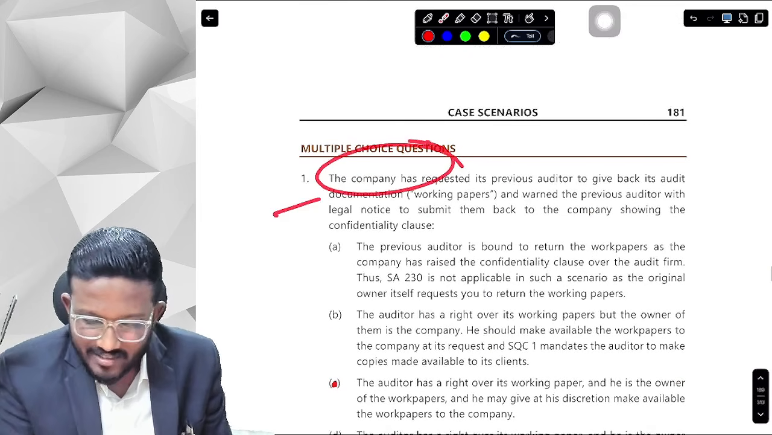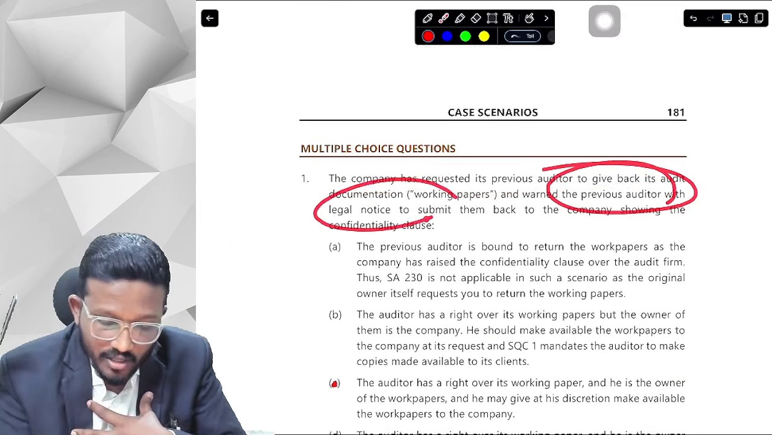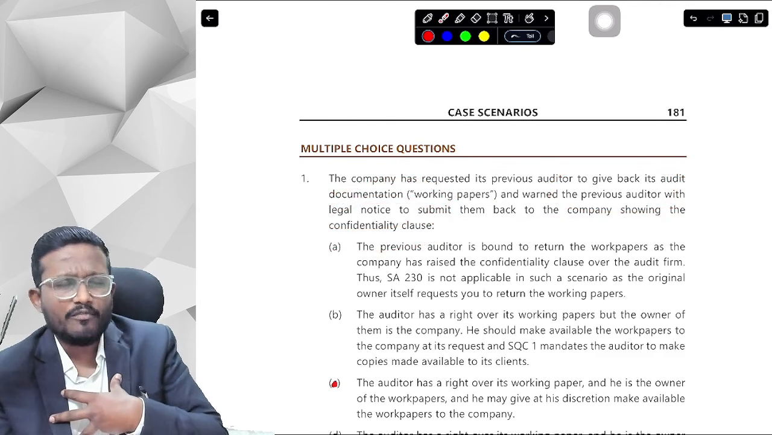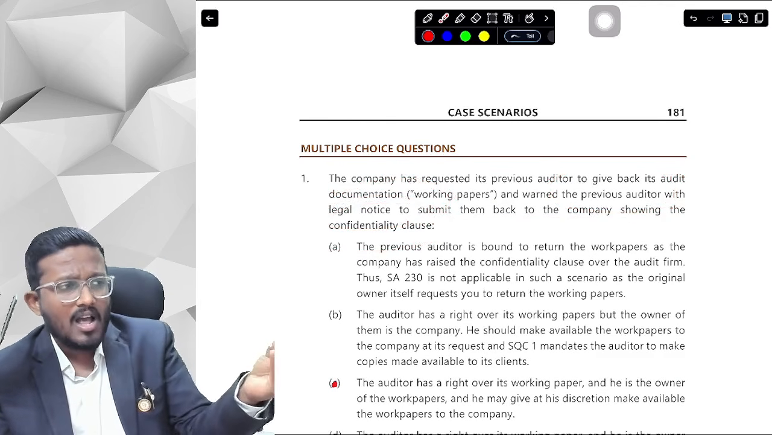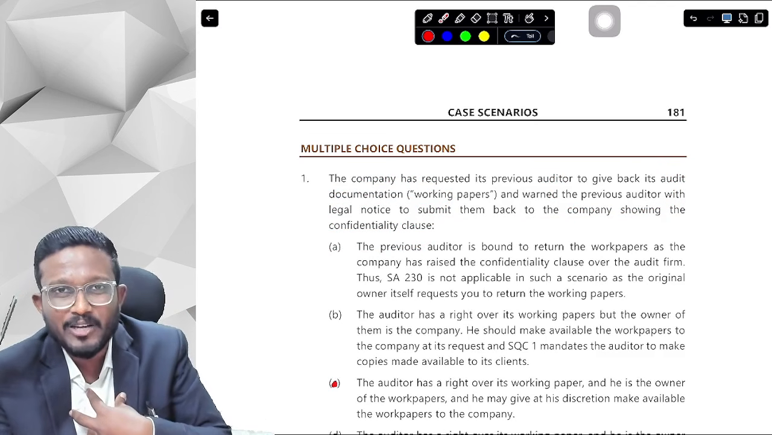So the company has requested its previous auditor to give back its audit documentation, and wants the previous auditor, with a legal notice, to submit it back to the company, showing the confidentiality clause. Company says that now confidentiality is available. You are the previous auditor and you have our audit documentation, so you should give back the audit documentation. Is the auditor liable to give back the audit documentation?